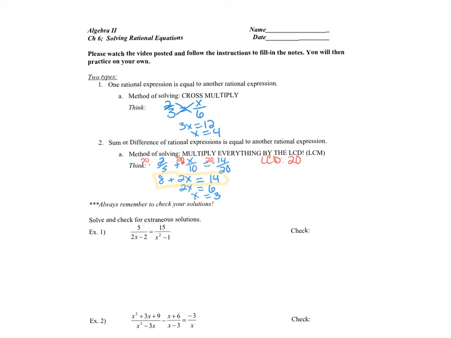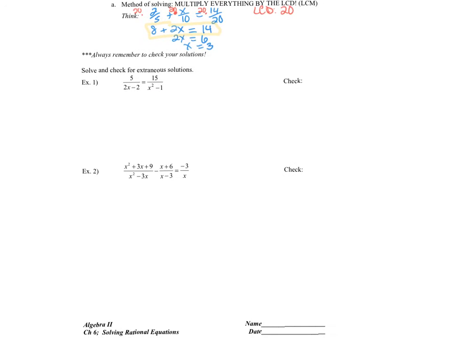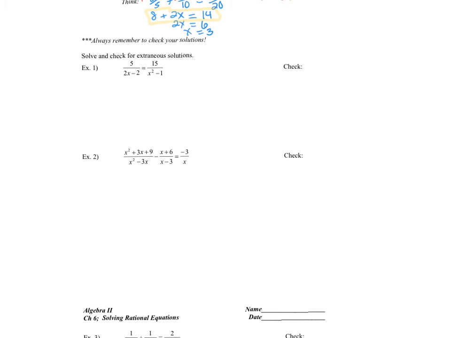So let's look down below in the examples and practice some of these, just keeping these two methods in mind, and I want you to be able to identify which method to use for all of these. Notice that it does say to remember to check your solutions. There could be extraneous solutions, and remember that just means that we could possibly get solutions that don't actually work when we plug them back into the equation. For the first one, I have one fraction set equal to another fraction. So this is actually type number 1, and for that, I'm going to cross multiply.